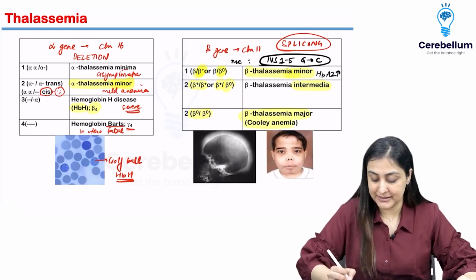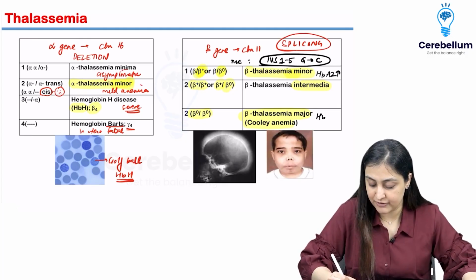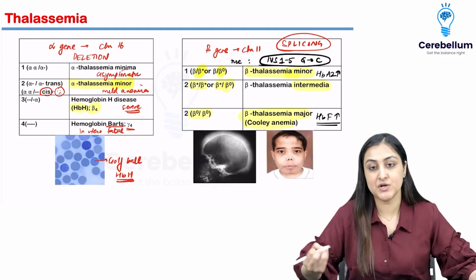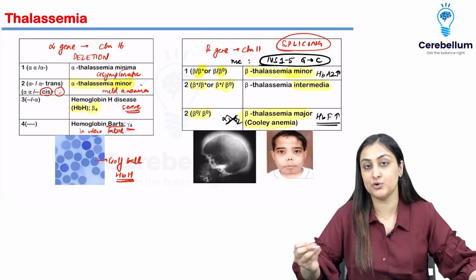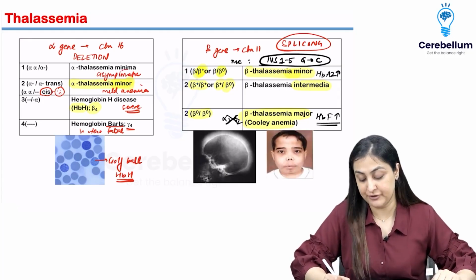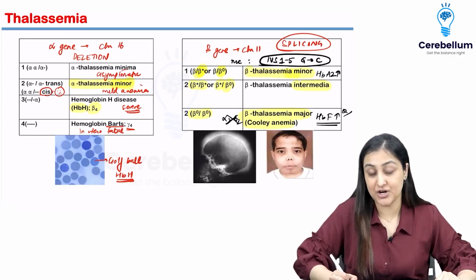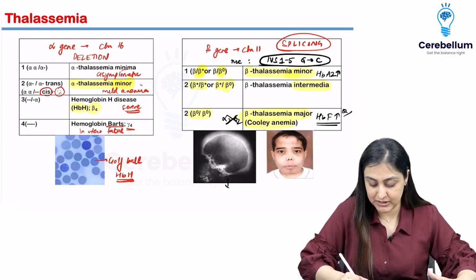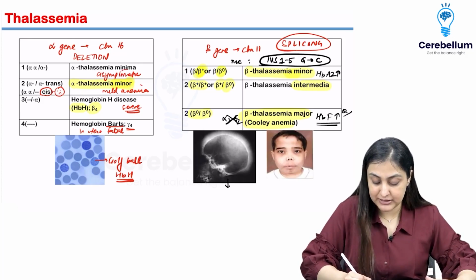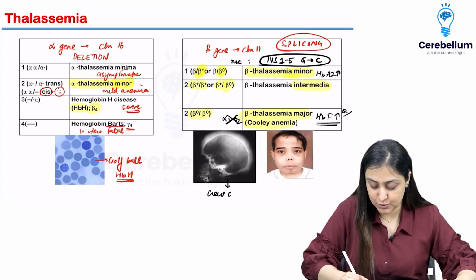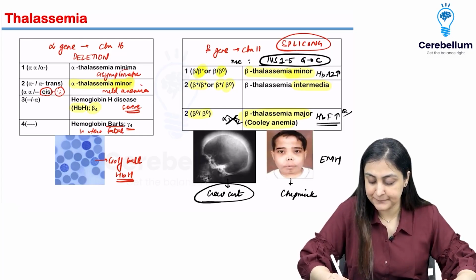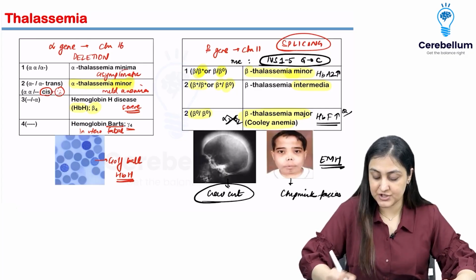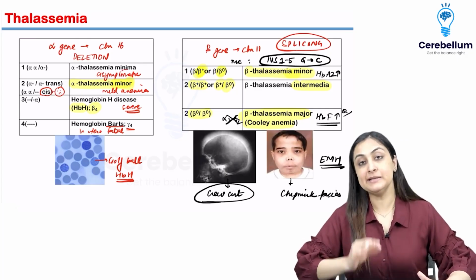Intermedia can have variable manifestations, but major is the type where you have very high levels of HbF, because there are no beta chains. There is no alpha to beta 2, so there is no adult hemoglobin. So you have very high levels of HbF here. Very, very important. This is your transfusion dependent anemia. So here you're going to have this extramedullary hematopoiesis, which results in this crew cut appearance we have seen in radiology, and you're going to have these chipmunk faces again because of extramedullary hematopoiesis. So this is a transfusion dependent patient in beta thal major.